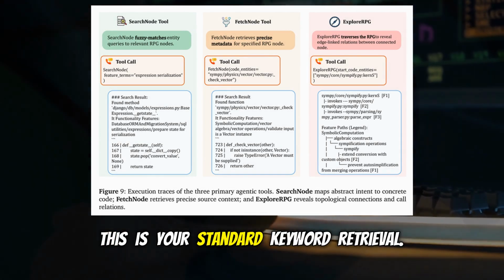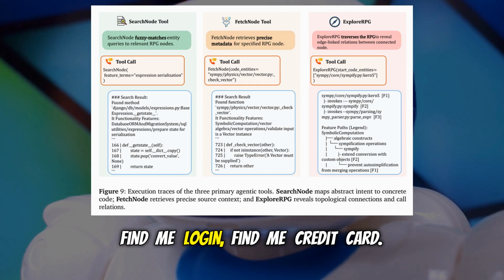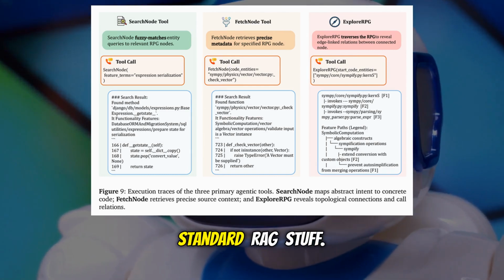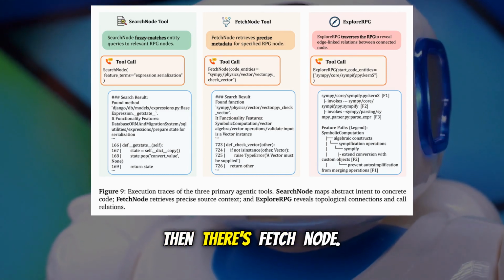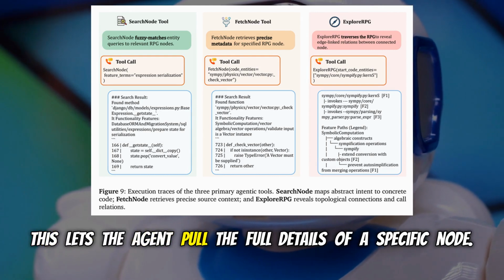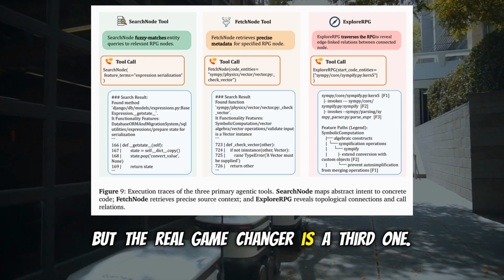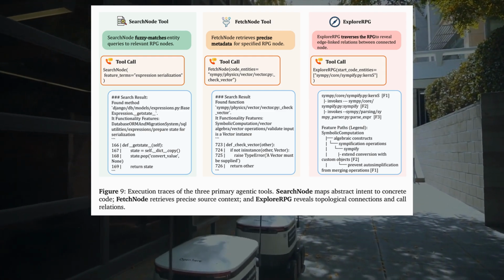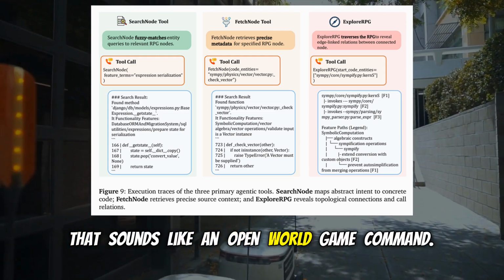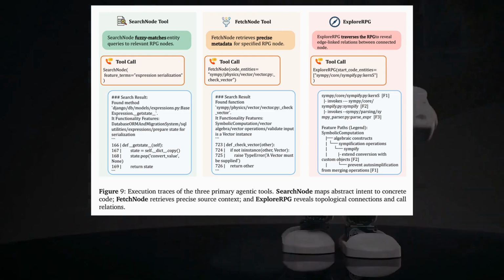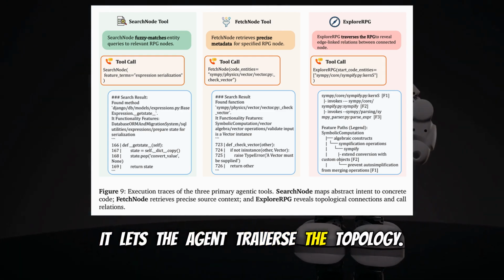This is your standard keyword retrieval. Find me login, find me credit card. Standard RAG stuff. Pretty much. Then there's fetch node. This lets the agent pull the full details of a specific node it's already identified. But the real game changer is a third one, explore RPG. Explore RPG, that sounds like an open world game command. It kind of is. It lets the agent traverse the topology.